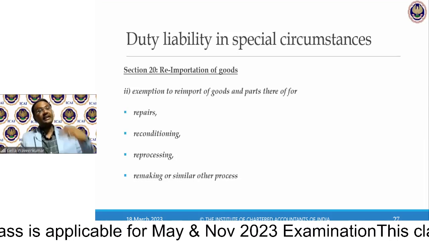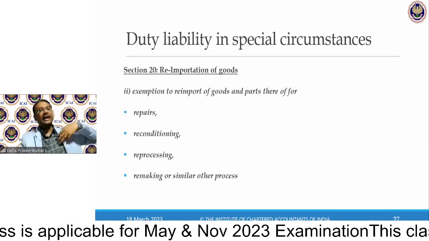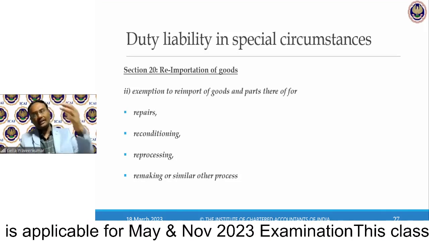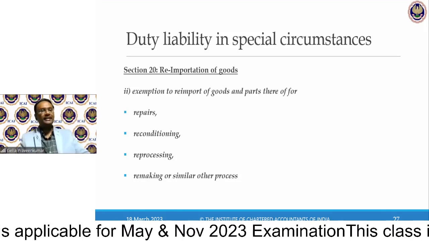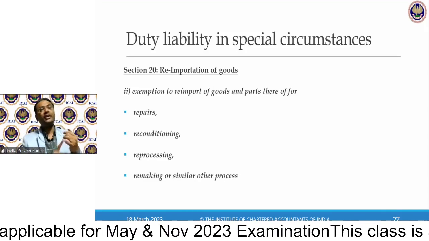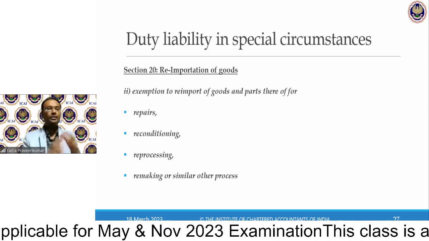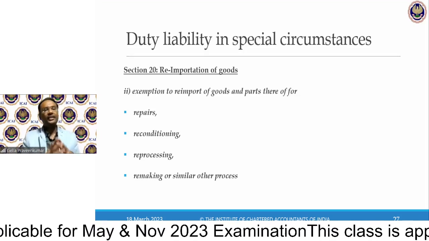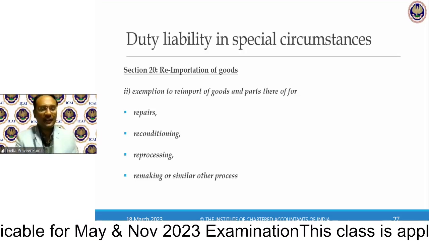Now, this is the next scenario which I was explaining. I am a manufacturer who has sold the goods. My customer has raised a performance issue, may be under warranty, may not be under warranty. So my own goods are coming back. Why is it coming? For repair, reconditioning, reprocessing, remaking.